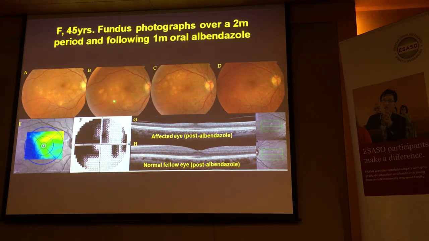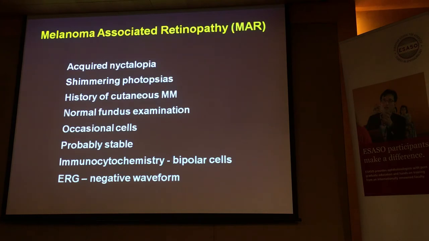The fundus appearance is changing. And then after a month of albendazole, the fundus appearance normalizes. The OCT didn't. We've got inner retinal dysfunction, demonstrated by the OCT being very thin, and that corresponds with the melanoma associated retinal disease. There's a paraneoplastic syndrome. The patient gets an acquired night blindness. Again, shimmering photopsias. You get a patient who comes in with shimmering, with photopsias, that kind of symptom, treat it seriously, because it could reflect life-threatening disease.